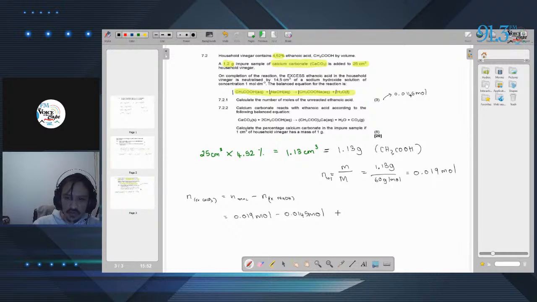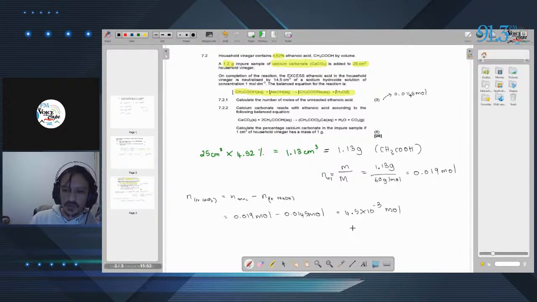And that gives me a value of 4.5 times 10 to the minus 3 mole. Right? So this is the amount that reacted with the calcium carbonate. Okay. So now what do we have? Well, we have this number of moles. So now we can work out the number of moles of calcium carbonate that reacted with the acetic acid. And we can see the ratio is 2:1. Well, so we can go ahead and use the ratios to solve for the number of moles of calcium carbonate.